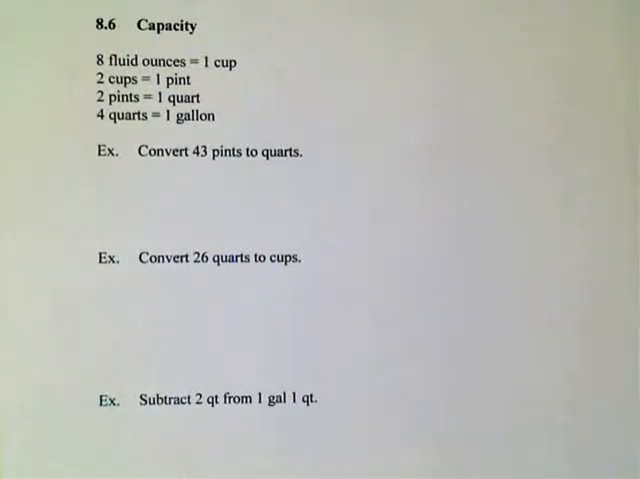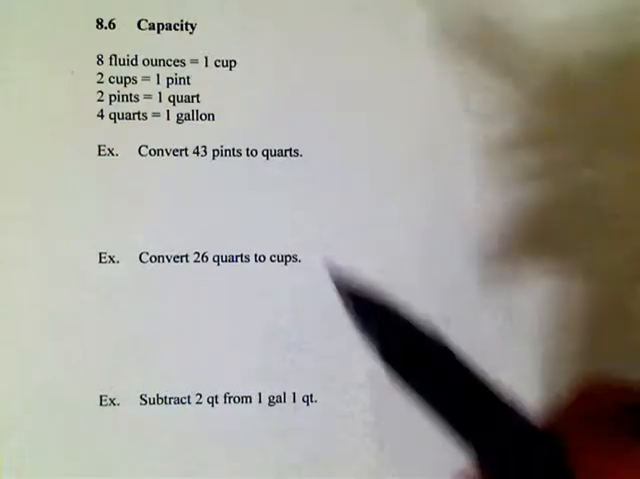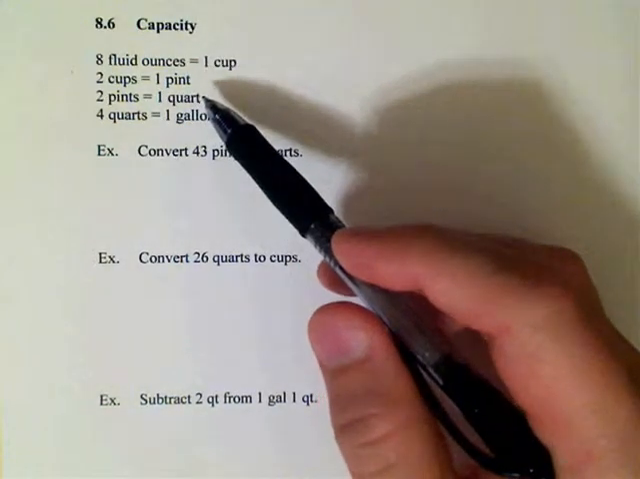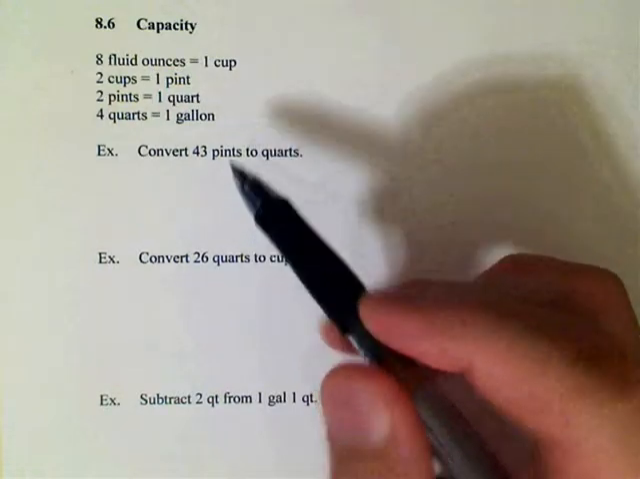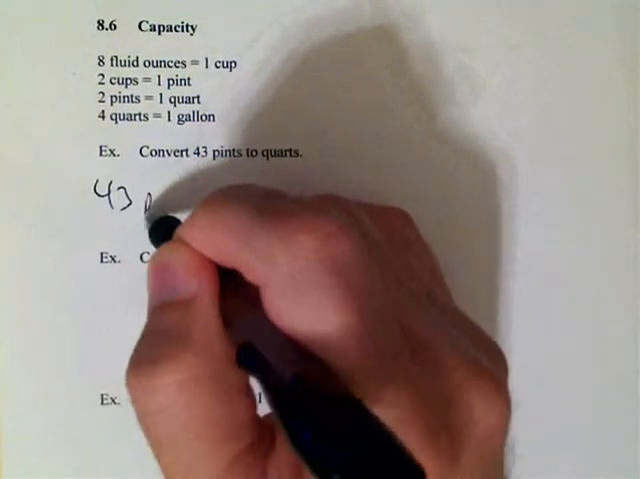8.6 capacity. It's like volume, liquid, and as such. Here are some of the conversion factors we're going to use. Let's get to work. 43 pints.